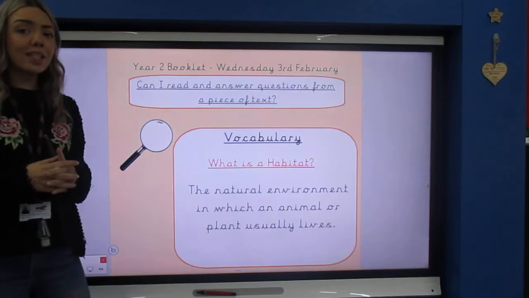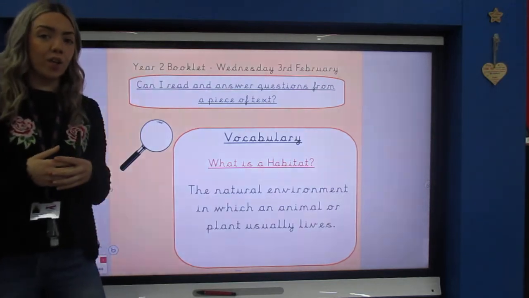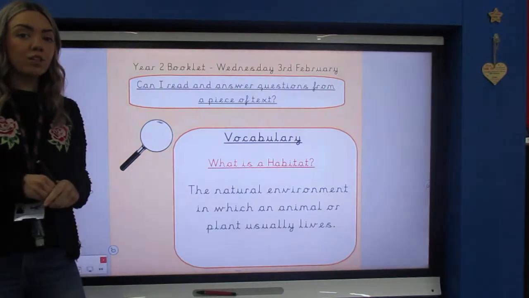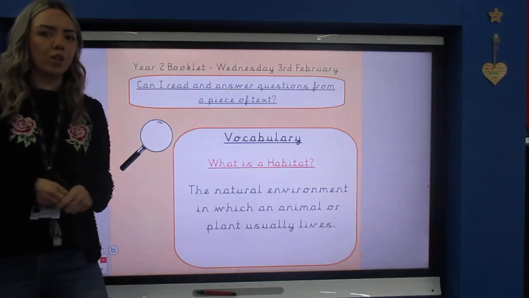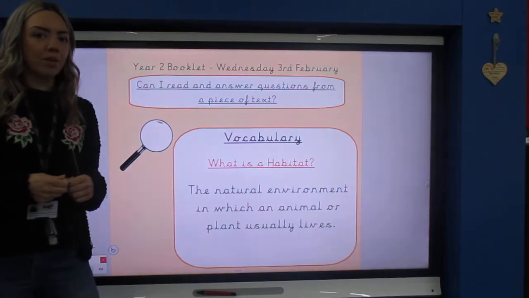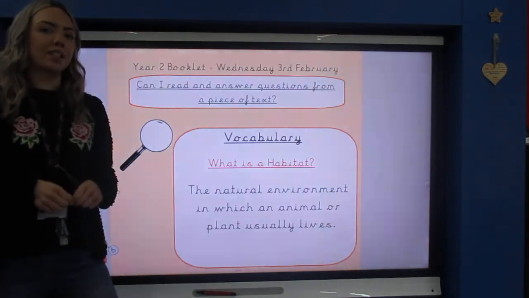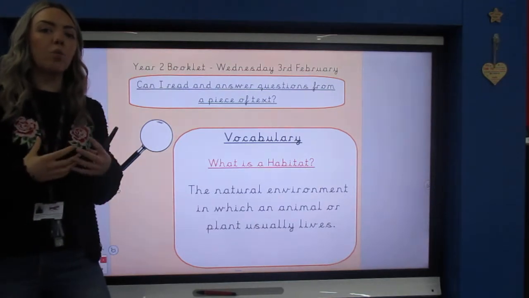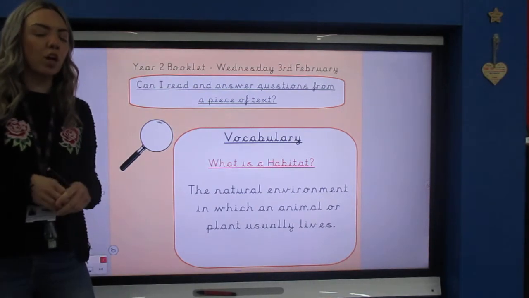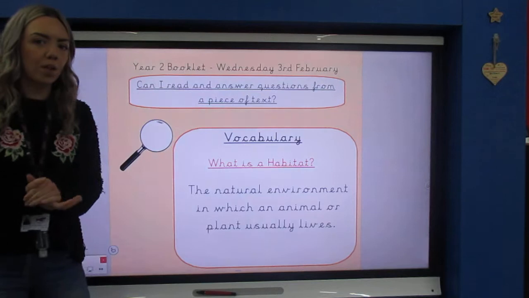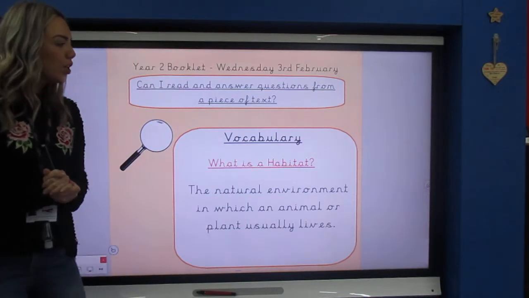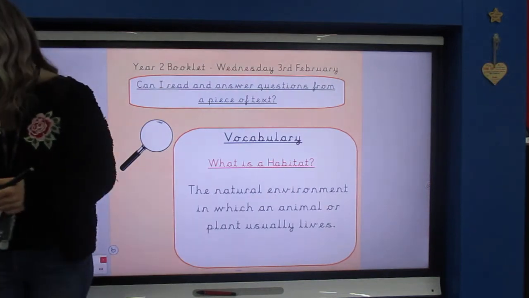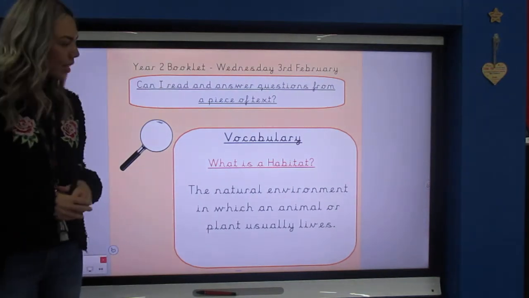Now, a little tip that I have seen this week so far is making sure that you, the children, are reading the questions by yourself, okay? Because that's just as important as answering them, because if you read them by yourself, you will then know what to do, okay? So it's not just about reading the text, it's about reading the questions as well. So today then, we're going to have a look at a piece of text, and it's all about habitats.